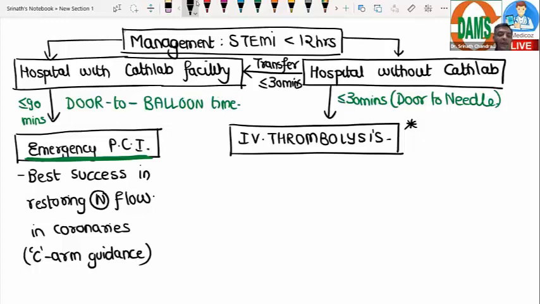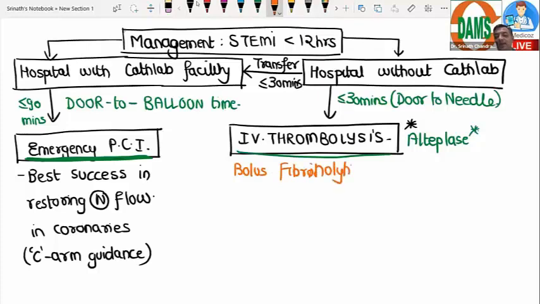I'm saying within 12 hours, anytime. The management protocol is the same. So you start the patient on IV thrombolytic therapy. The most preferred drug is alteplase. But the newer bolus fibrinolytics are also available. Very important are reteplase and tenecteplase.